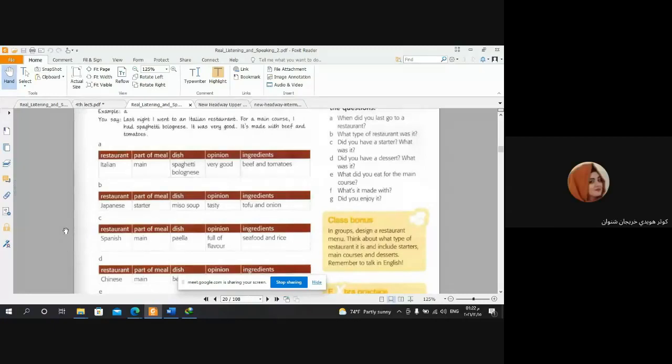Tofu and onion. Yeah, these are... The carrot is the jazar, while onion is the onion. Yeah, exactly. Sorry. No, it's okay.